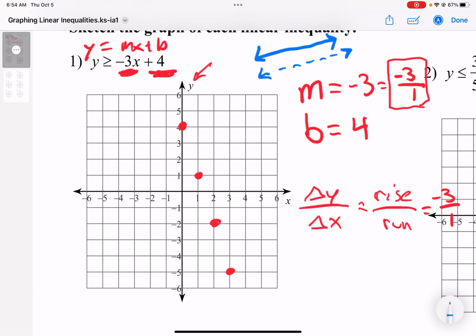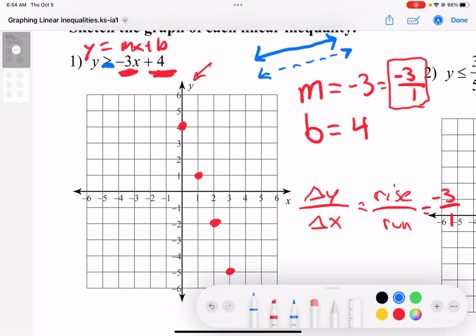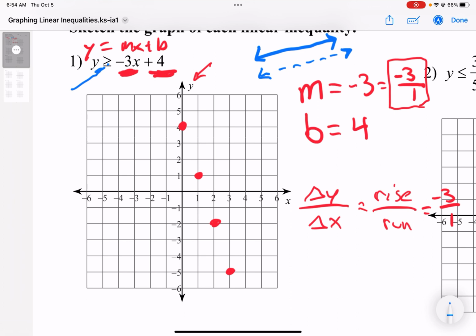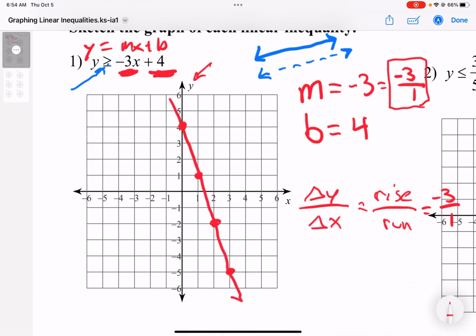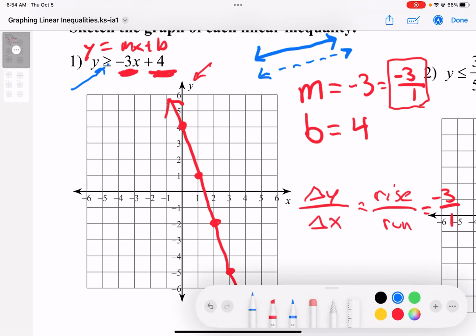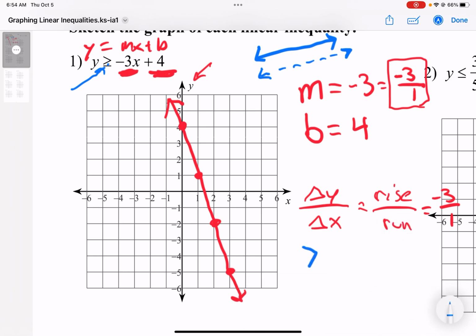So here, I know it's a solid line. Solid lines because I have the equal sign with it. This equal sign right here tells me to do a solid line. So I'm going to connect these points into a solid line right here. And now I have to decide if I'm going to shade above or below this line. I'm going to keep writing some notes here. If it's a greater than symbol, shade above or up. If it's a less than symbol, shade down or below the line.